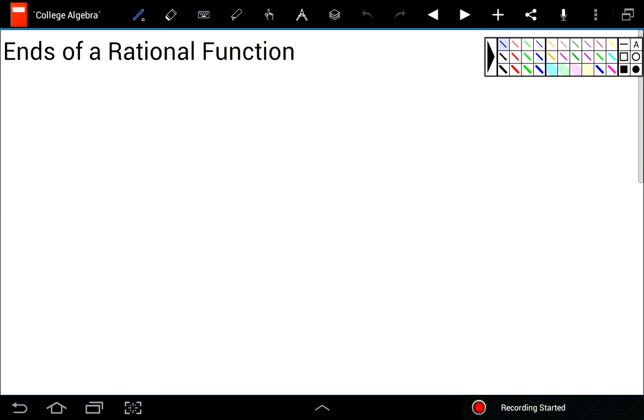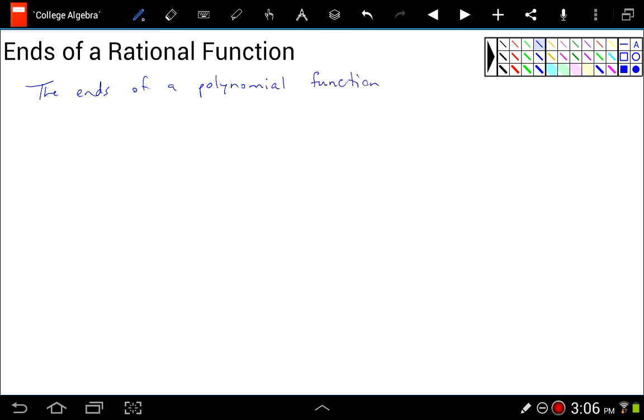So let's look at the ends of a rational function, and I'm going to assume that you've already watched my video about the ends of a polynomial function, because if you remember, the ends of a polynomial function behave like the leading term. Okay?